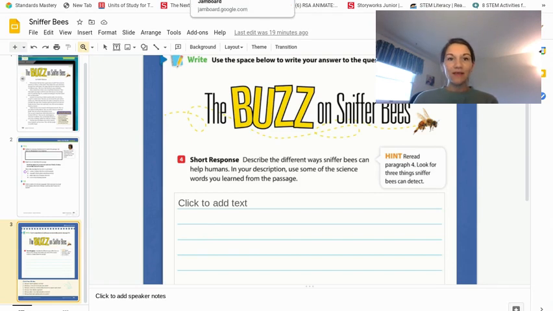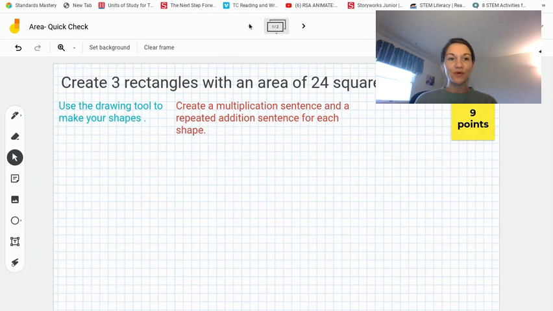All right, in math, you have a short, quick check of what you've learned about area over the last few days. You are going to use the drawing tool to make your shapes. So you've got your pen that you can draw to make your 3 rectangles. All 3 rectangles need to have an area of 24 square centimeters. So it's going to be the total in the middle.